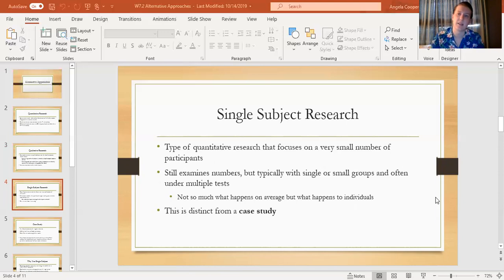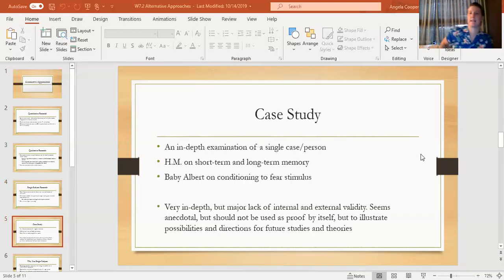Now, this is different than a case study. A case study is an in-depth examination of a particular case or of a person. So you might have heard of HM with his short-term and long-term memory. A lot of memory studies can be case studies. I believe there was Clive, I forget his last name right now, but I believe he's a British gentleman, an older man, and he only remembers about 30 seconds at a time.